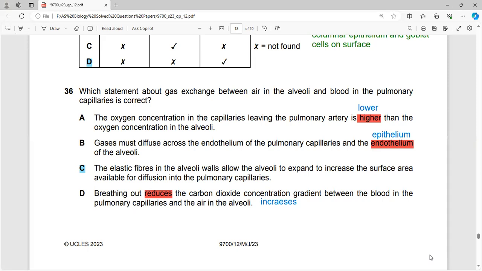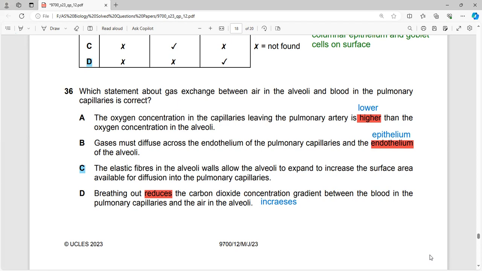Option C: the elastic fibers in the alveoli wall allow the alveoli to expand to increase the surface area available for diffusion with the pulmonary capillaries. That's a correct statement. Why? Because elastic fiber is a fibrous protein with high elasticity, and it is present in the wall of the alveoli. When we inhale, they expand to increase the surface area for gaseous exchange, and during exhalation, they recoil and help in the exhalation process.